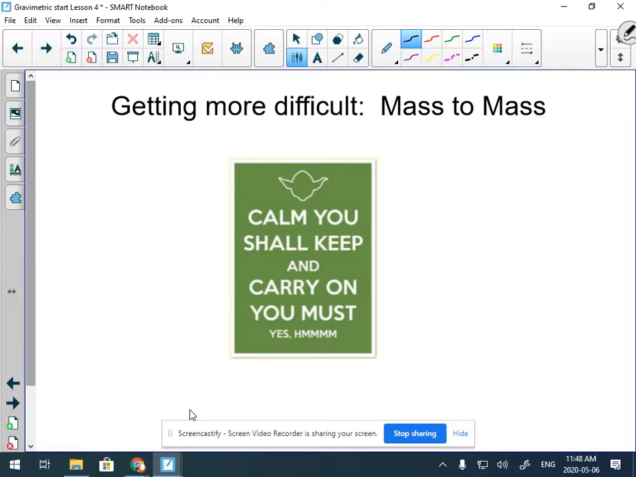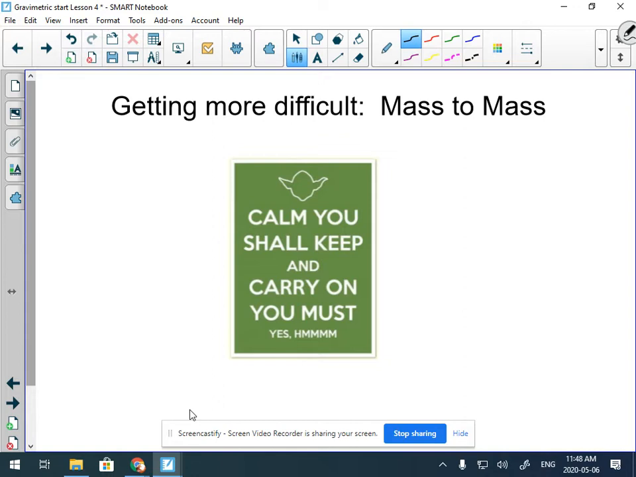Okay, Chem 20, Chem 20 ABs, we're on to the harder part of stoichiometry. That is mass to mass. It's really only one or two steps more, but let's get to it.